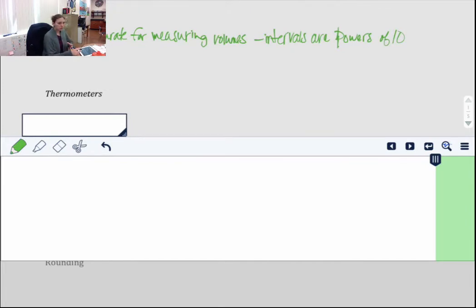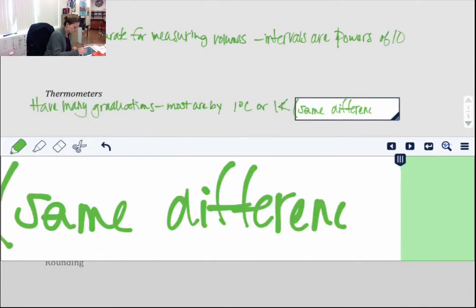Just so you know, too, the difference between 1 Kelvin and 1 degree Celsius is the same thing. So if I go up from 25 degrees Celsius to 26, that's the same thing as saying if I went up from 200 Kelvin to 201, 1 degree is the same. We'll talk more about that later on, but that's the thermometer.